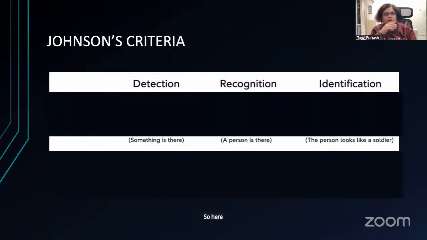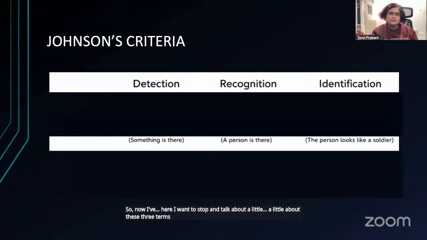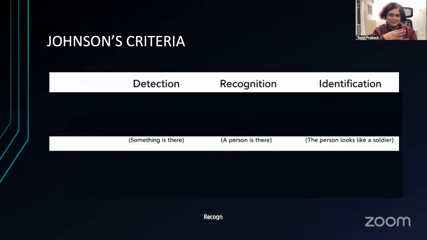So here is one important scientific principle in computer vision, which is known as the Johnson's criteria. Johnson's criteria is actually a way of defining how many pixels are required to detect, recognize, and identify a target. So now I want to stop and talk a little about these three terms. You will hear this a lot: DRI, detection, recognition, and identification.